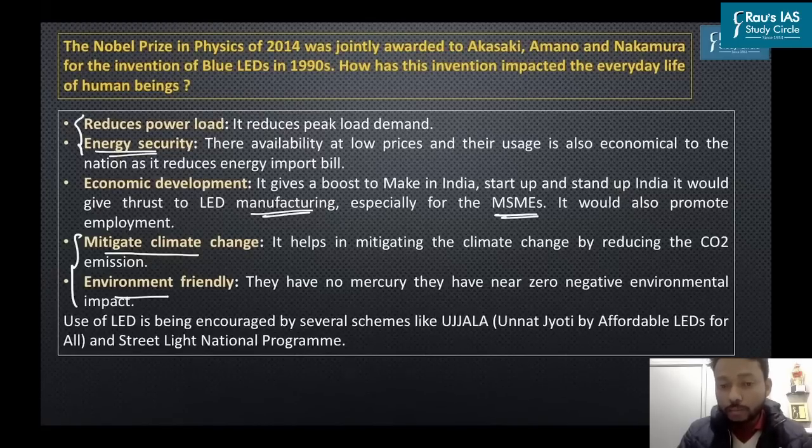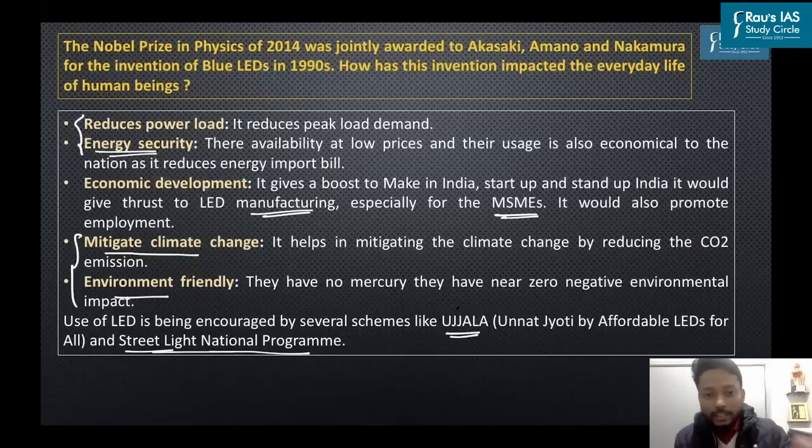For example, the Ujjwala program and the Street Light National Program. These programs encourage use of LEDs in households and also for the purpose of street lighting. So somehow either in the body or in the conclusion, you have to chip that in. The evaluator would be looking for this. Where is this aspect of governance in your answer? It's very important. Okay. So this is how you have to go about it.